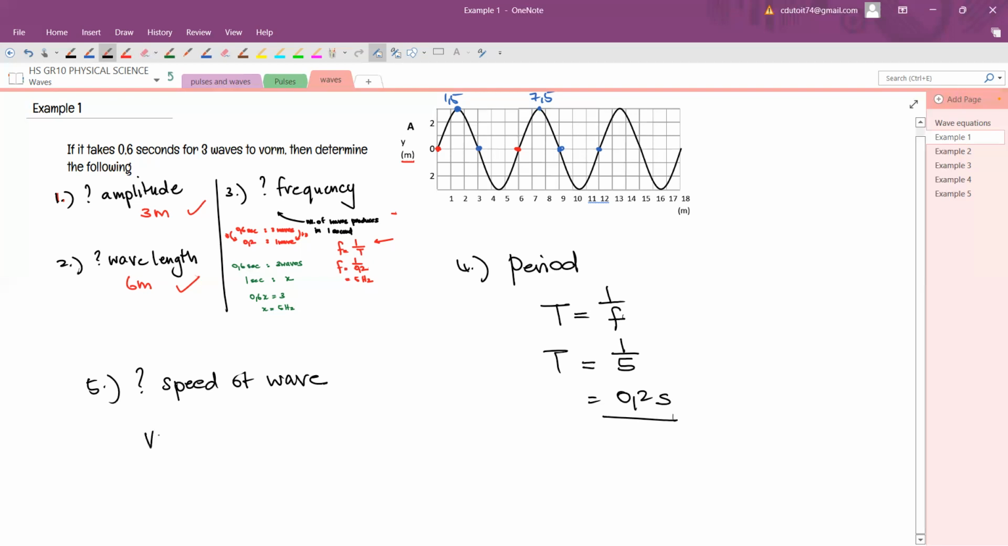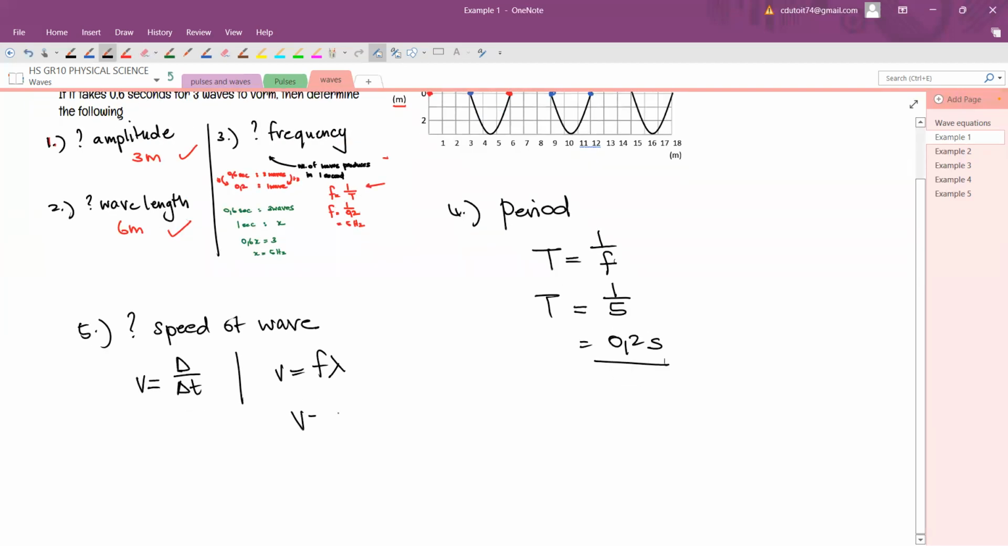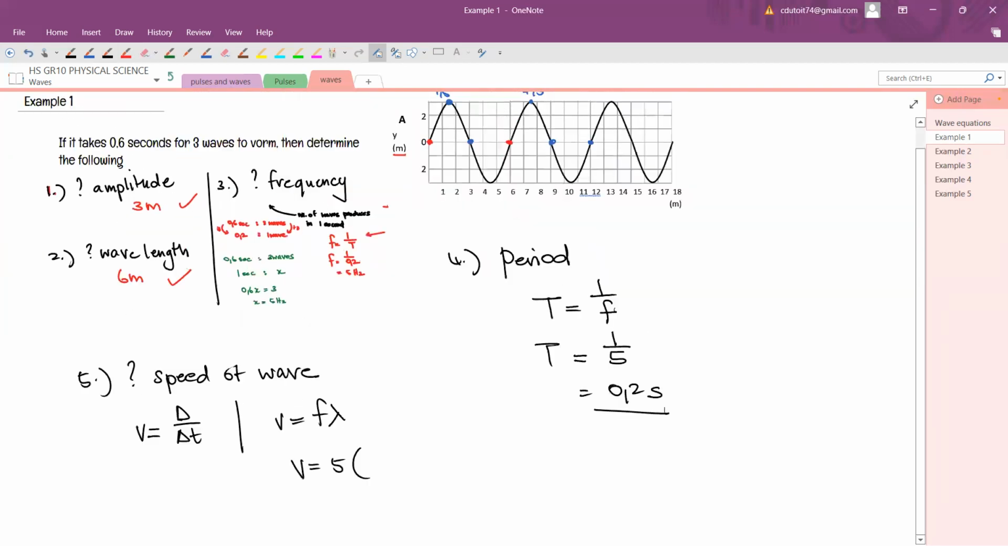There's 2 equations. V is d over delta t, or V is f lambda. Which one are you going to use? So I use the one on the right, the f lambda. Yes. So my velocity is the frequency, which was 5 hertz, and lambda was 6 meters, isn't it? We calculated that already. And that is 30 meters per second. Awesome. Okay, remember, if they say speed, you don't have to give direction. If they say velocity, you have to give direction.